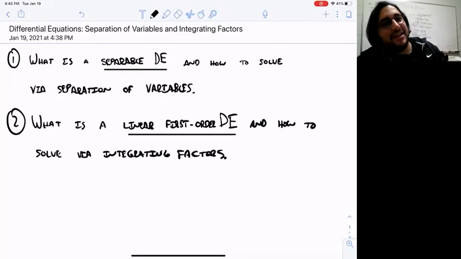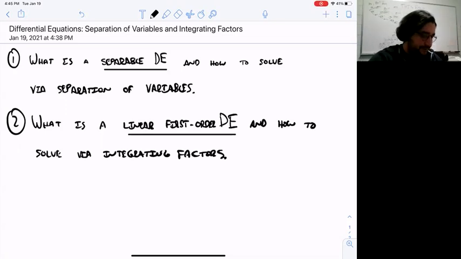All right, so today I want to look at two things. What is a separable differential equation and how do you solve one using separation of variables? Also, what is a linear first order differential equation and how do you solve that by integrating factors? And we'll have more techniques for solving differential equations, but right now I want to look at these two.